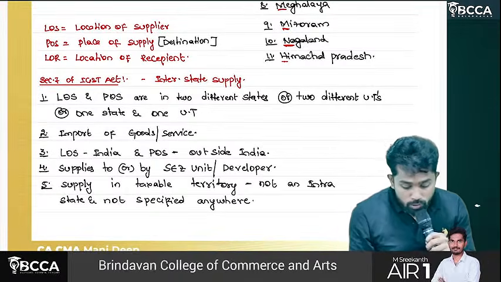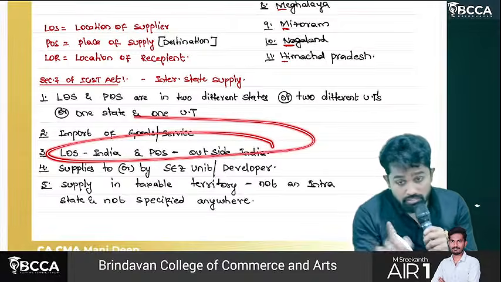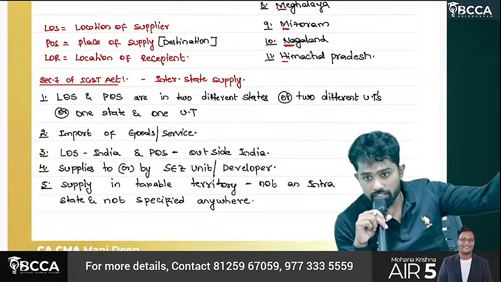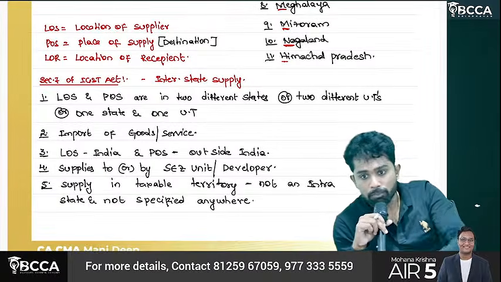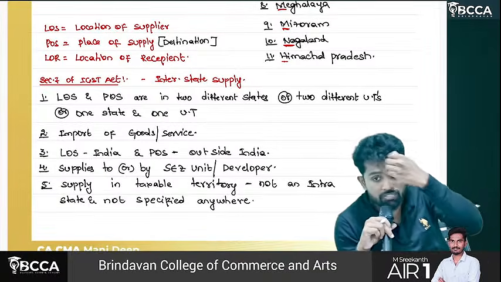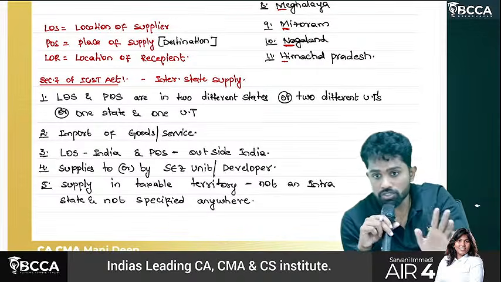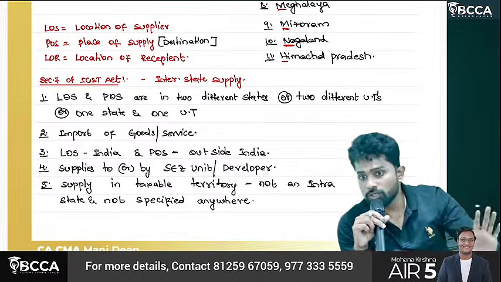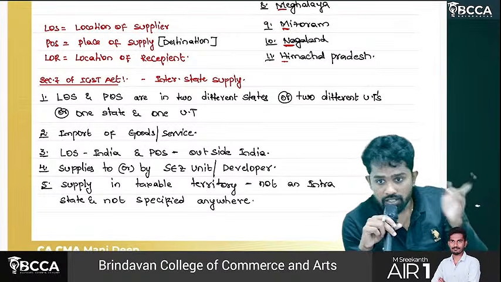Sir, this may look like export, but they didn't use the word export. Supplier where? India. Place of supply where? Outside India. Nothing but supplier in India, destination outside India. Nothing but we call it what? Export. But they didn't use the word export. But you can remember one thing: all exports are interstate only. All exports are interstate only.